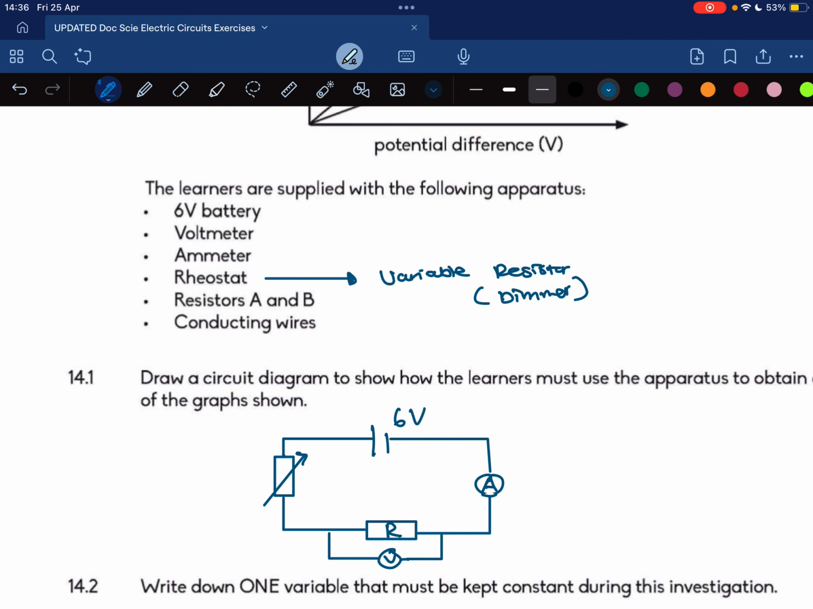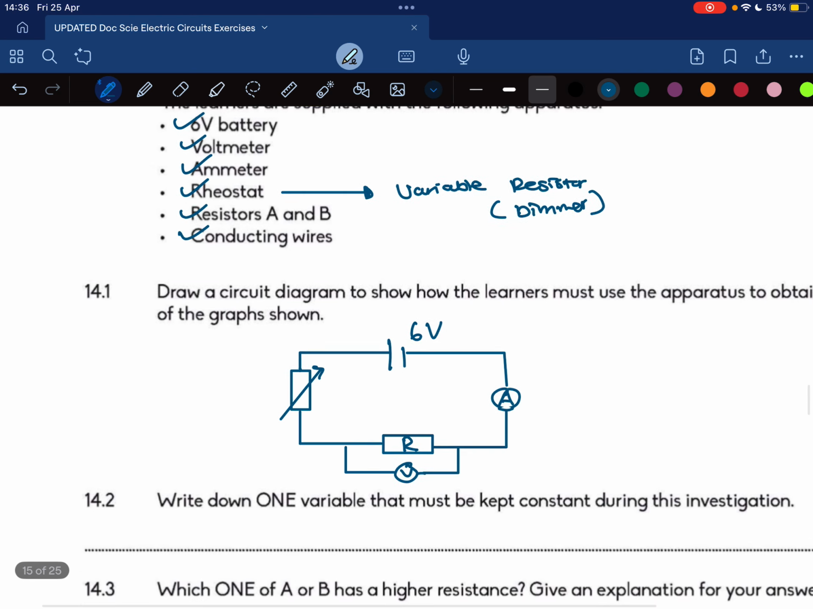Remember, take note that you have every single thing that you're going to put. So obviously the resistors A and B are going to be here. Okay, it's not two resistors in one circuit. They replace the resistor R with A and B. Write down one variable that must be kept constant during this investigation: temperature. Okay, remember, otherwise if temperature changes, the resistance changes.